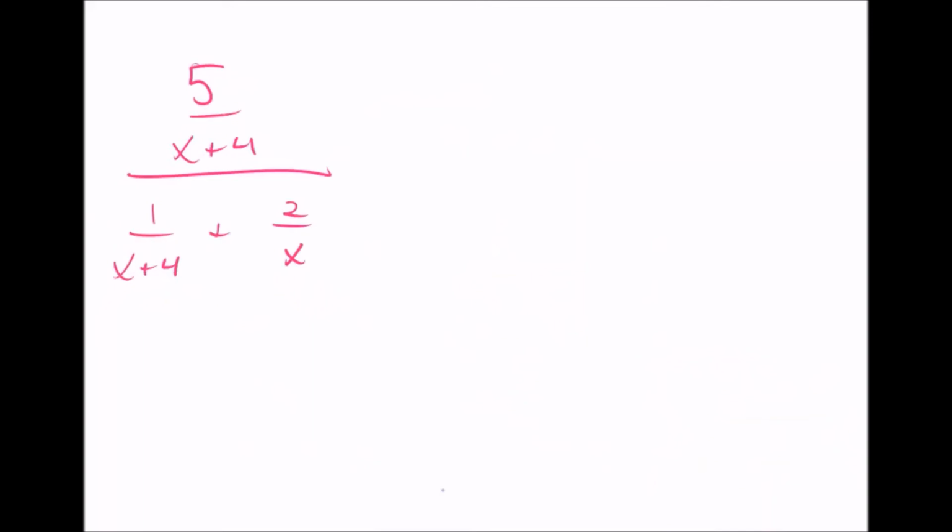The last part of this section is going to be talking about complex fractions. So this is one big fraction, 5 over x plus 4 over 1 over x plus 4 plus 2 over x. And we're just going to simplify this down. So in order to do this, we're looking at all the denominators. So x plus 4, and x. And if we want to find the least common denominator, we're just asking ourselves, what do we need to make them all be so that the denominator is the same? So we know the least common denominator is x times x plus 4.